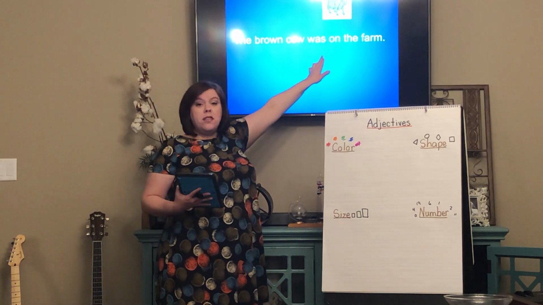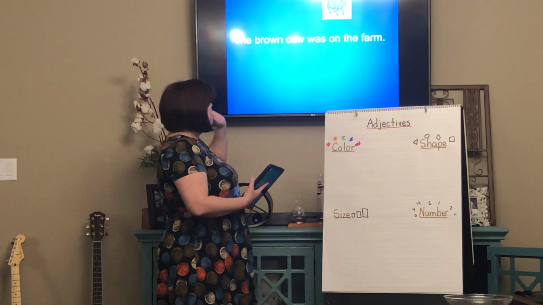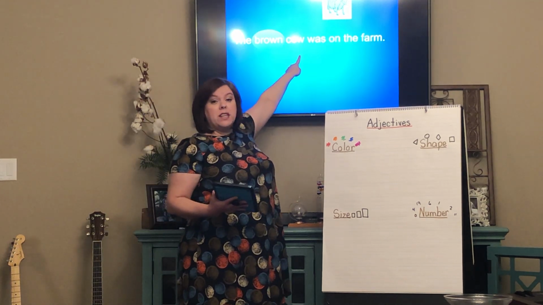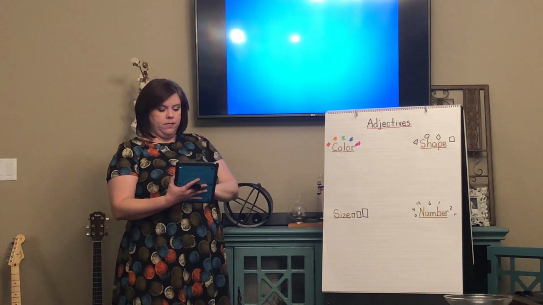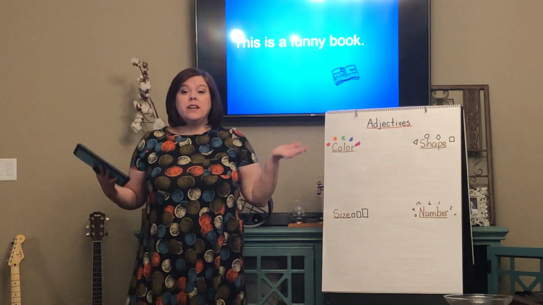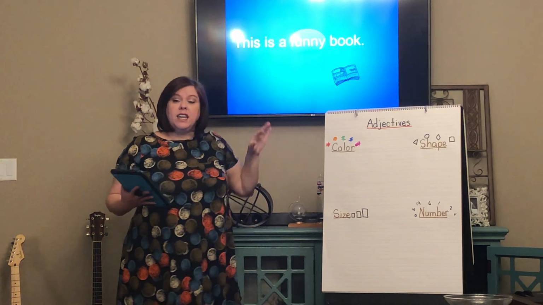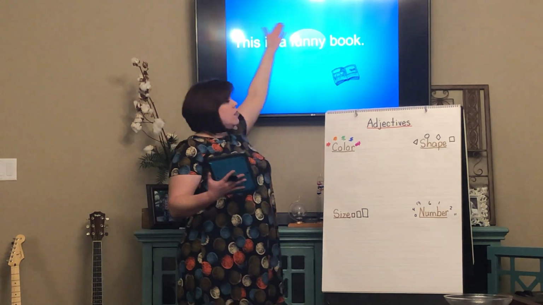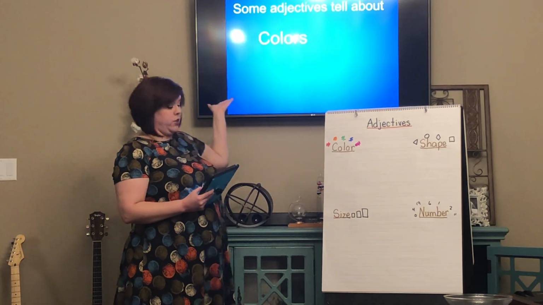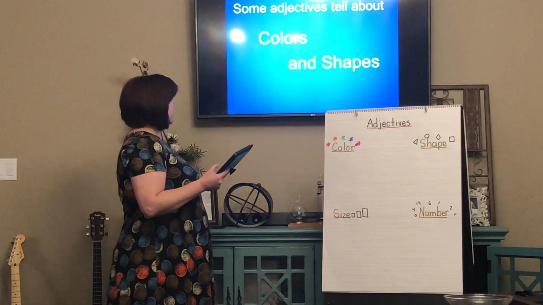The brown cow was on the farm. What kind of cow is it, boys and girls? That's right. It's a brown cow. The word brown is the adjective in this sentence. It tells us more about the noun cow. This is a funny book. What kind of book, boys and girls? That's right, it's a funny book. The word funny is our adjective, and it describes the noun book. Now, some adjectives tell us about colors, and other adjectives can tell us about shapes. So let's have a look at some of these kind of adjectives.